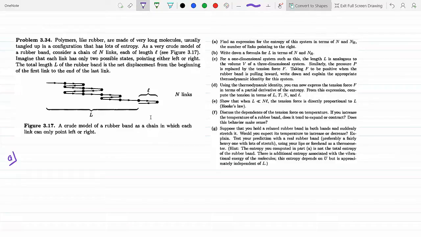Okay, so for part A, we know that n has to equal the nr's plus, let's call the ones pointing to the left nl's. I'm trying to find an expression of the entropy only in terms of nr and n, so I need to eliminate nl. So nl will be n minus nr.